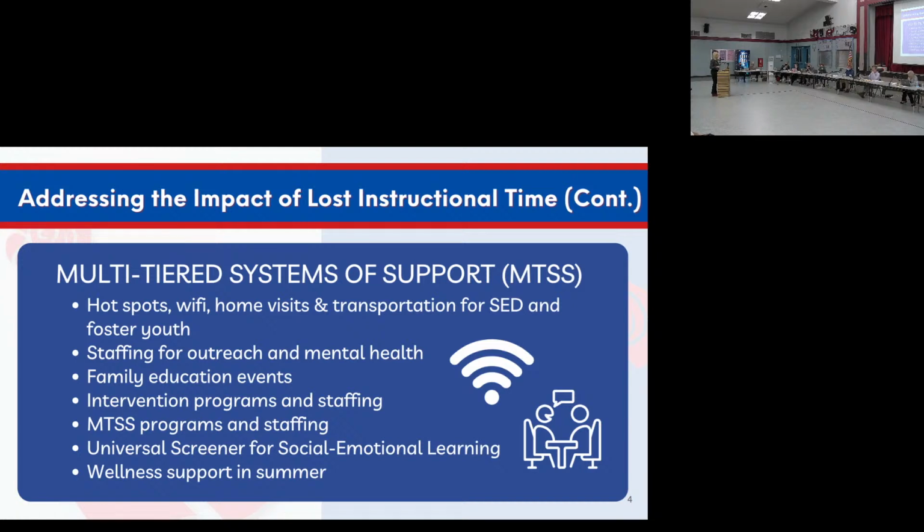And then there's that top tier 3 that's about 1% of our students, and that's for severe learning challenges, emotional challenges, and that's individual support. So underneath here, some of the things we have are hotspots, Wi-Fi, home visits, transportation for our socioeconomically disadvantaged and foster youth, and then staffing for more outreach and mental health, some family education events.